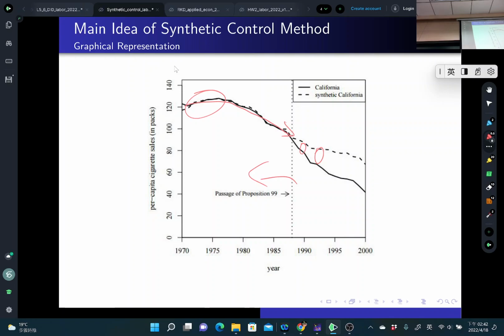If there's no other policy that also affects cigarette consumption around this time period. Okay. You can do that.